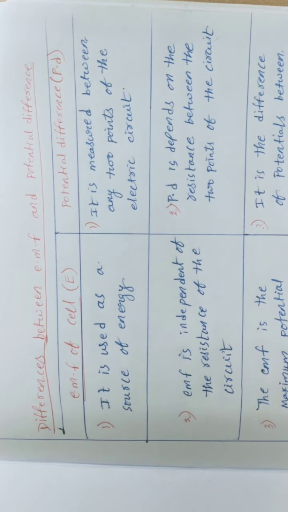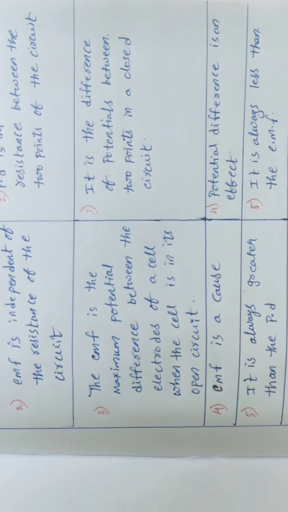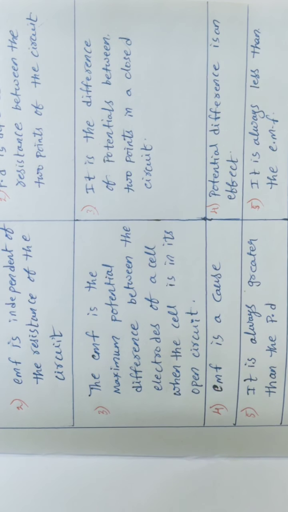Then we go to the third point. EMF is the maximum potential difference between the electrodes of a cell when the cell is in open circuit. In open circuits we discuss EMF, but in closed circuits we discuss potential difference. Potential difference is the difference of potentials between two points in a closed circuit.